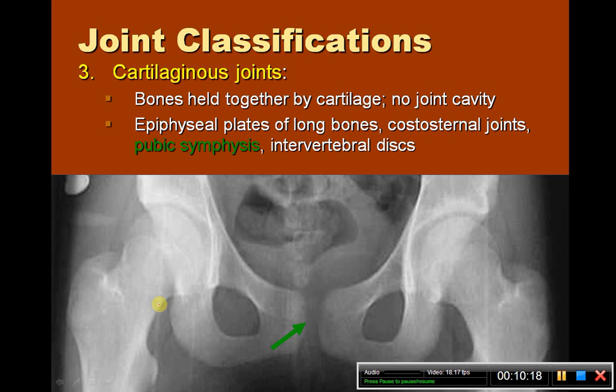It's cartilaginous, but amphi. But then when you look at the pubic symphysis, it's very fixed. It barely moves at all. What would that be? That would be syn or di. Not di, right? So synarthrosis.